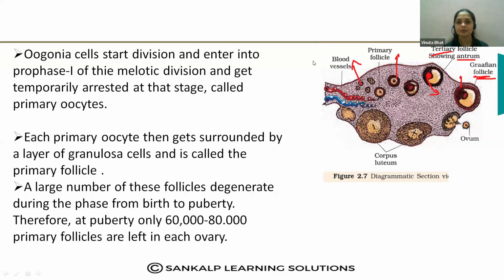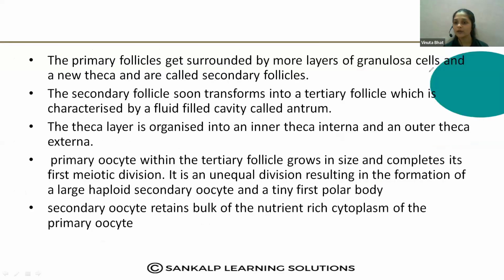Next step is that the primary follicles get surrounded by more layers of granulosa cells, that is the theca. Okay, that is called the secondary follicle. I have told you what secondary follicles are. Then the secondary follicle soon transforms into a tertiary follicle. The secondary follicle develops into a tertiary follicle.